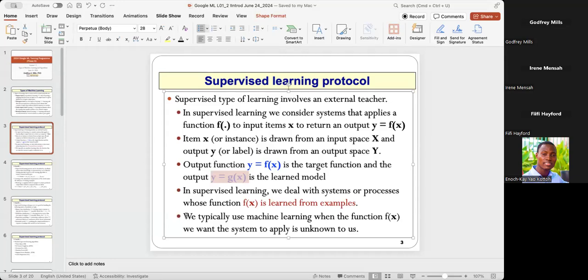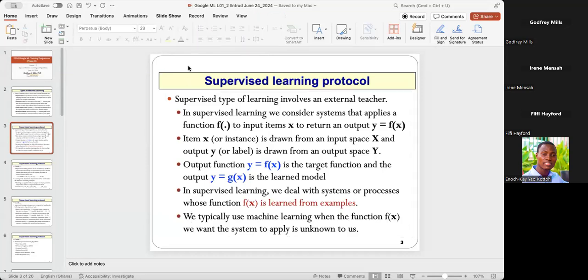So typically, we use the supervised learning machine learning model when we want to apply a function that is unknown. After we have gotten the model, or whatever g function, any function that is unknown, we now apply it. And based on that, your model should be able to give you an output.